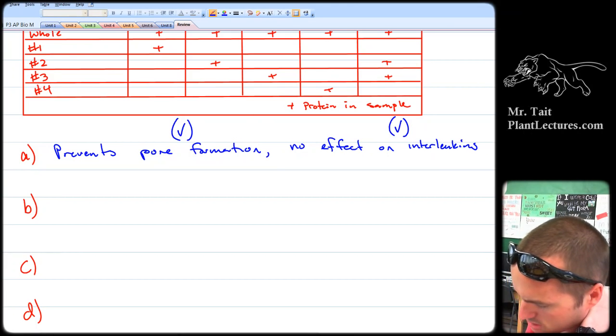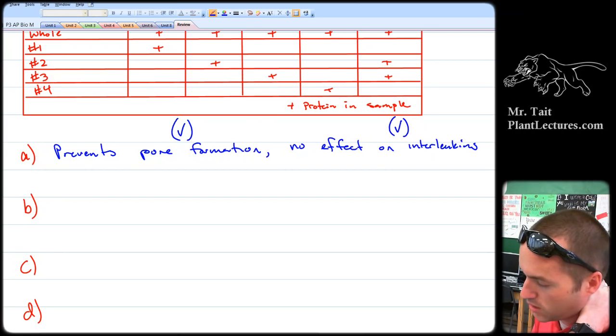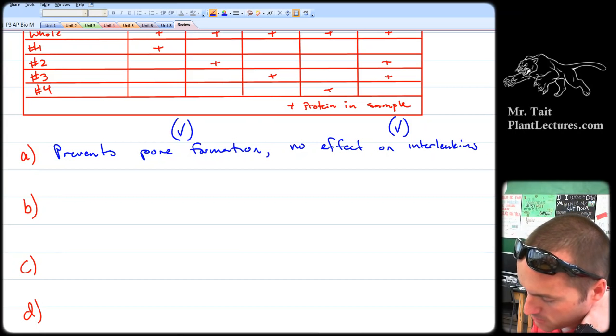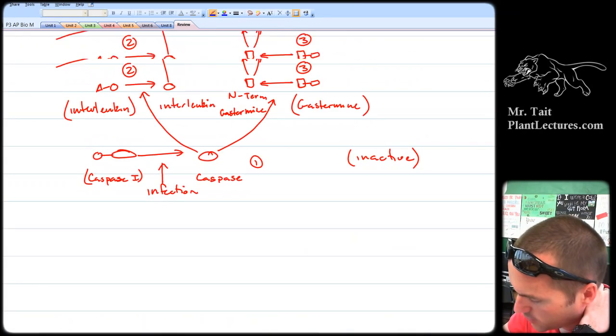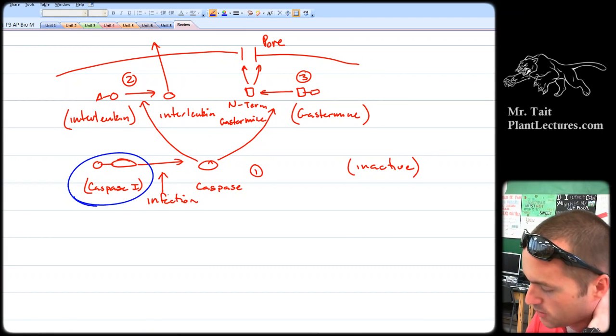The next question says, make a claim about how cleaving inactive caspase 1 results in the activation of caspase 1. A student claims that the pre-infection production of inactive precursors shortens the response time. Provide one reason. Okay, so you can see that for whatever reason, there's a part on inactive caspase here, and then you remove that when the infection happens, and that allows caspase to be able to do something.